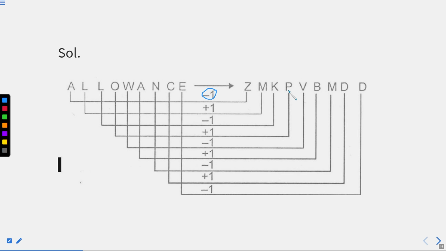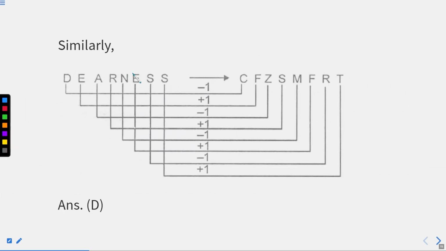Now we'll directly jump to the question word, that is dearness. For the D, as we read in the previous word, we'll subtract 1 first. That will land us at C. Then for E, we'll add 1, that is F. For A, -1. For R, +1. For N, again -1. For E, again +1. For S, -1. And for the second S, we are going to have +1. Eventually, we'll get our code as C, F, Z, S, M, F, R, and T.